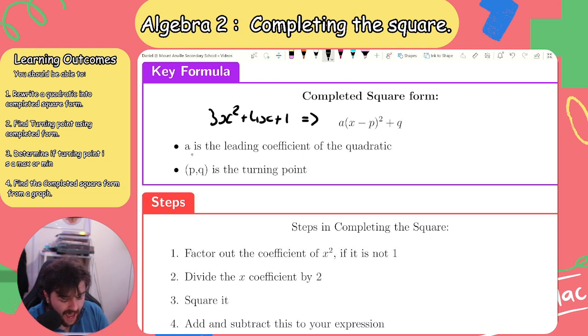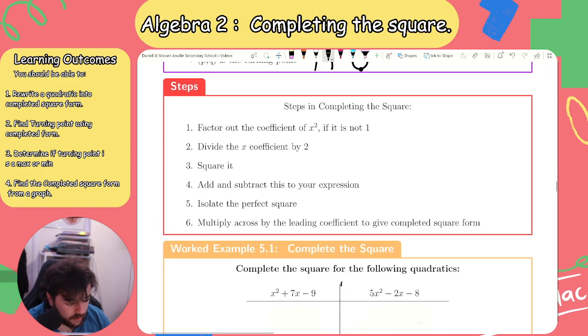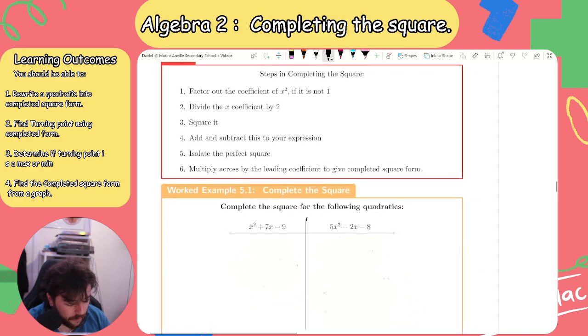So a is known as the leading coefficient of this quadratic. The leading coefficient is going to tell us the direction of the graph: it's going to be pointing upwards or pointing downwards. And (p, q) is the turning point, which for a quadratic is just the maximum or minimum point. This one is known as a maximum, the biggest point, and this is known as the minimum, the smallest point.